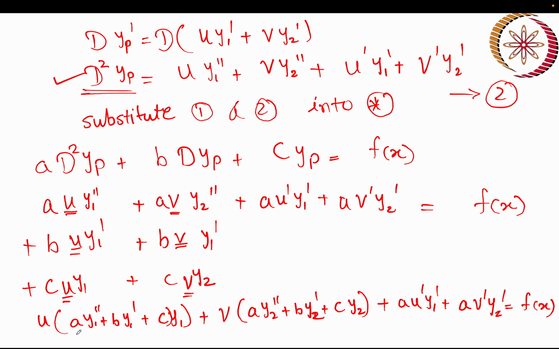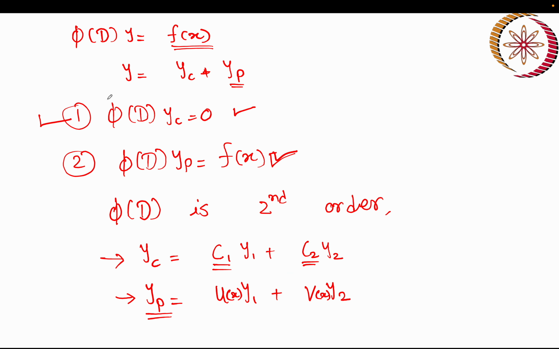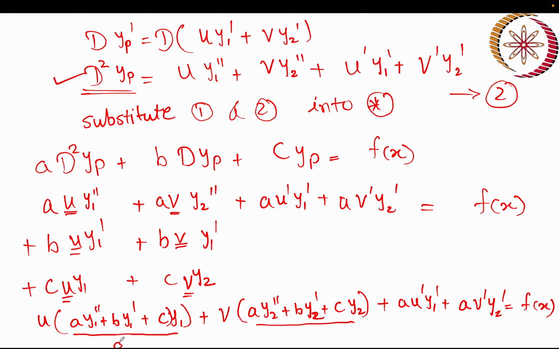Okay, so now you can see that this is nothing but the actual differential equation that we are trying to find out. We have already seen that this complementary solution, which is c1 y1 plus c2 y2, and this phi of complementary is already 0. So if we see these two terms, they are ideally 0. So the equation that we are left with is this equation.